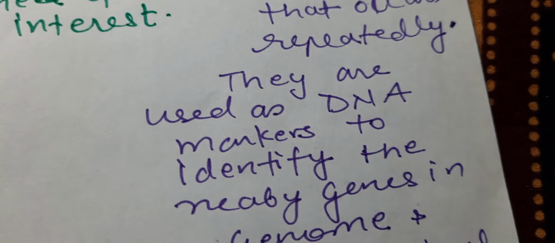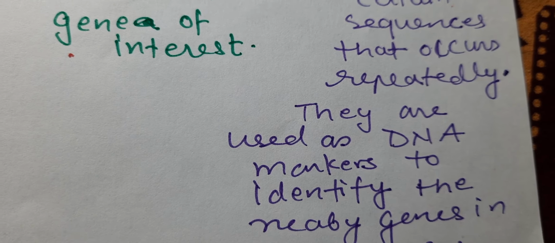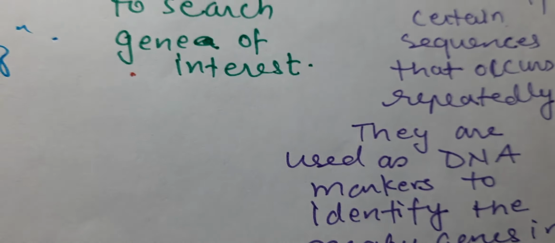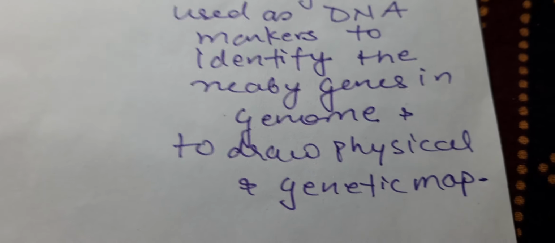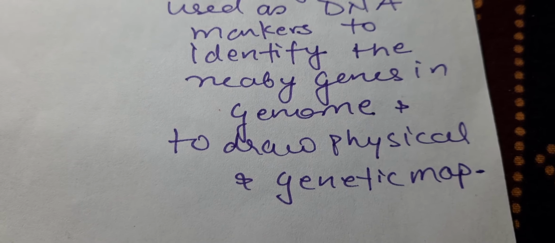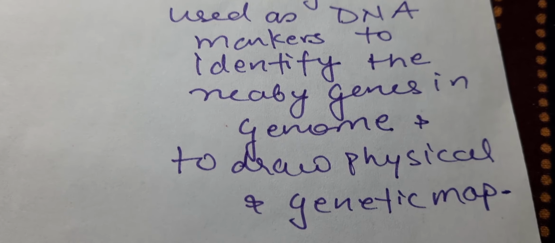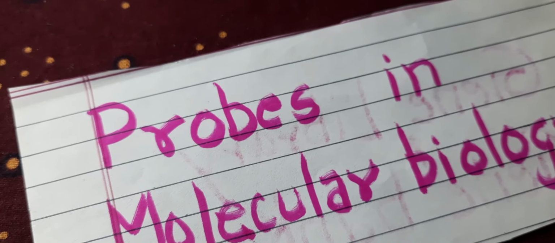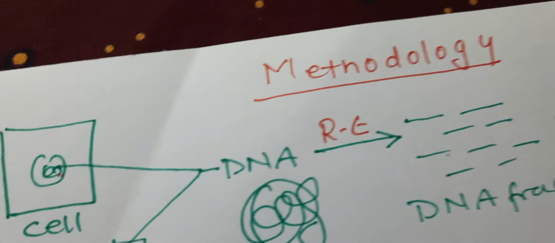Okay, and once we come to know that a particular cell has these sequences, then we can also find out which genes are occurring nearby these repeated regions. So thereby it helps to do physical mapping and genetic mapping in the genome. So this is all about hybridization, and we'll just see the methodology of how it is done.